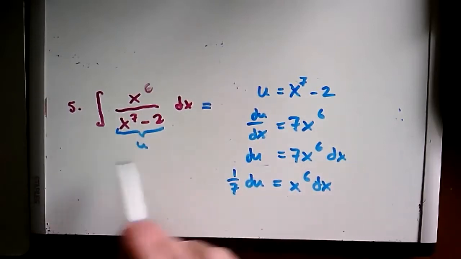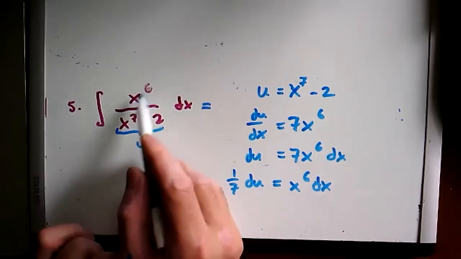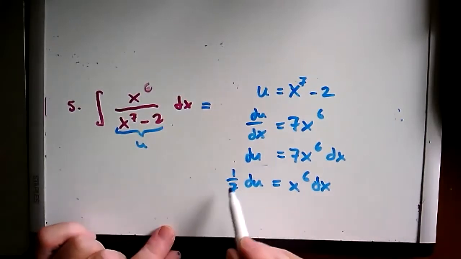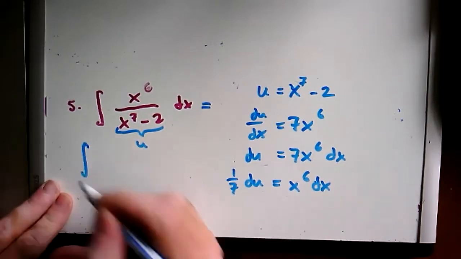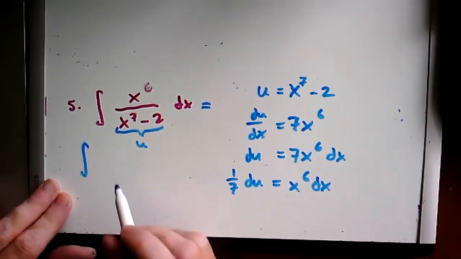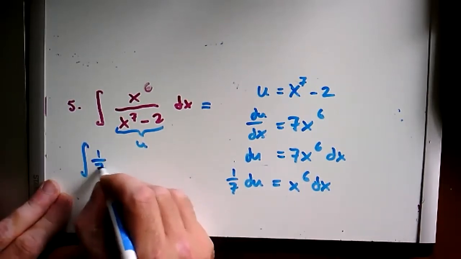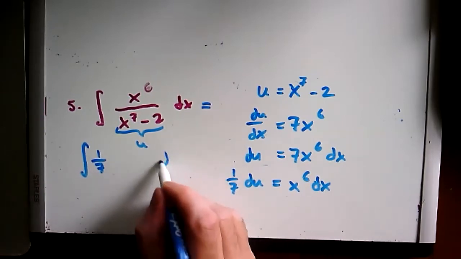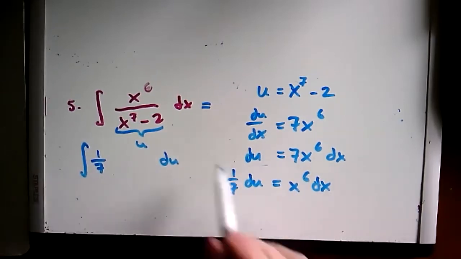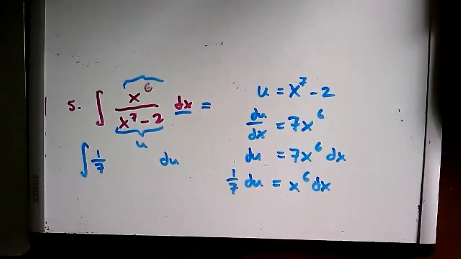It doesn't require changing the original problem at all. And so now, since we have exactly x to the 6th dx, we can replace it with 1/7 du. And so now I'm ready to rewrite this indefinite integral in terms of u. So I have 1/7 du. I'm going to put the du at the end here. So 1/7 du substitutes for the dx and the x to the 6th, so that's taken care of.